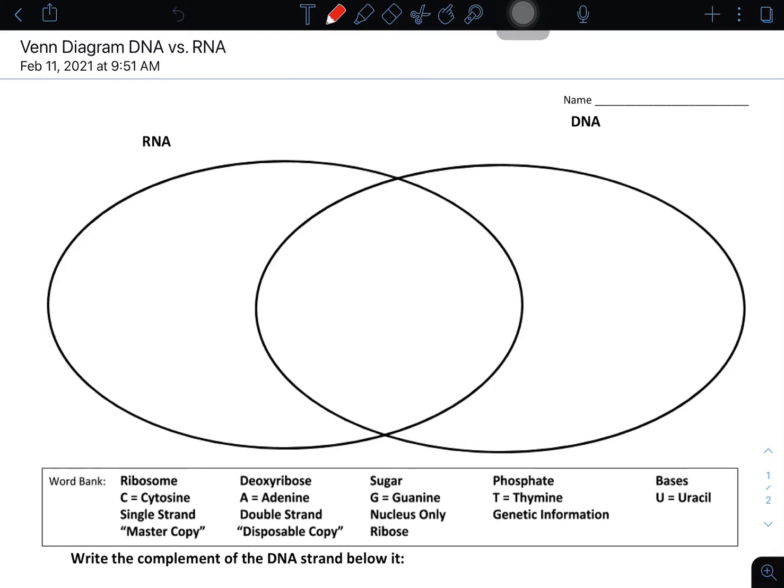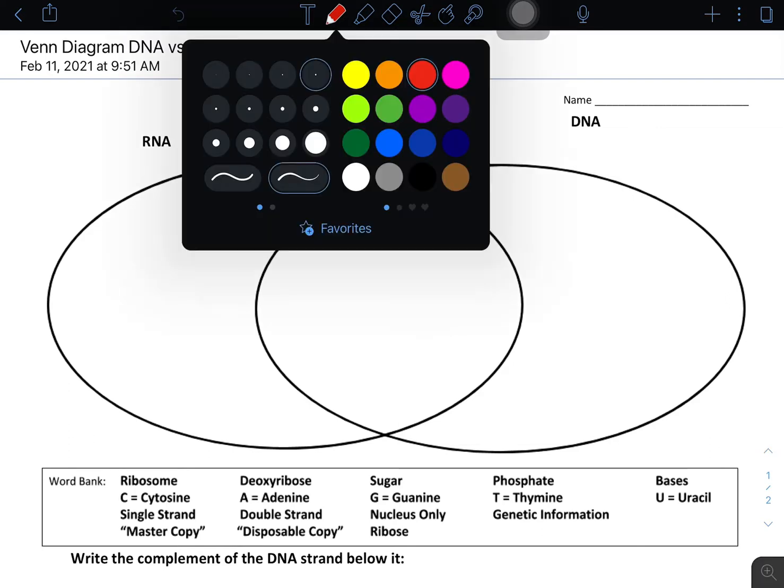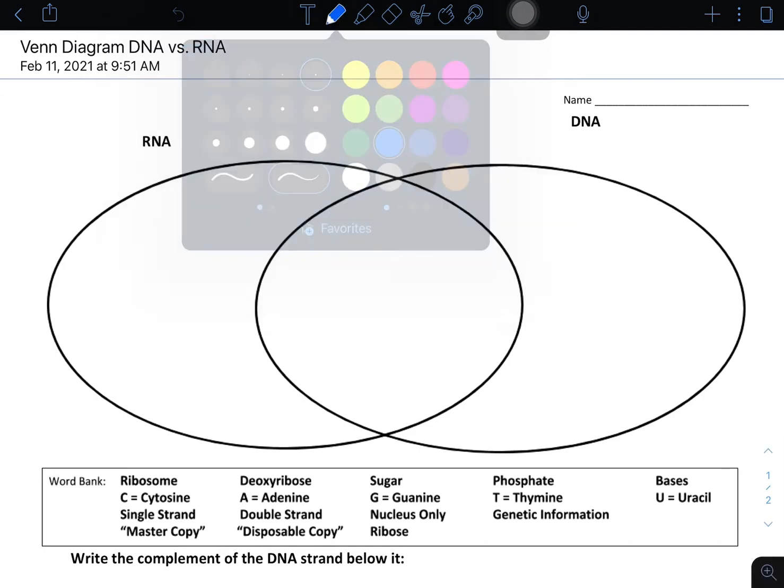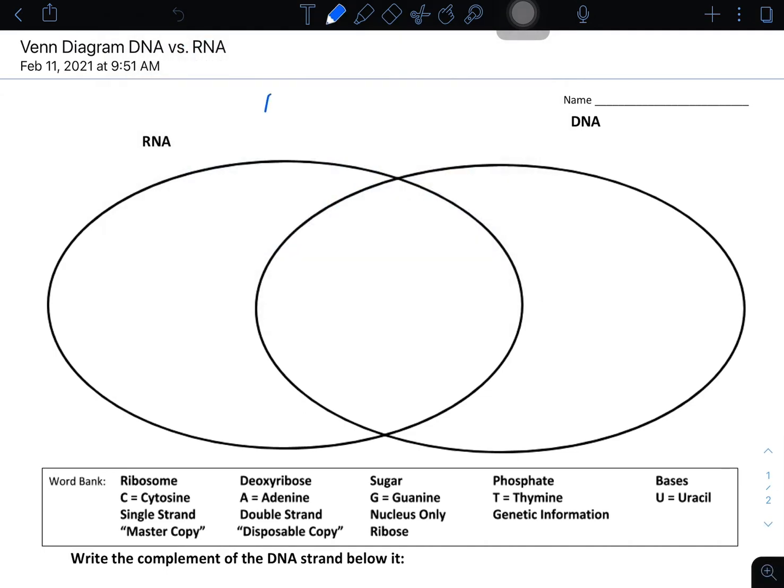Okay, so a Venn diagram, of course, compares and contrasts two different things, and the things that are common go in the middle. We gave you a word bank, and based on the word bank, you should be able to go through and put them in the appropriate spot. A couple things: both of these are something that we refer to as nucleic acids.